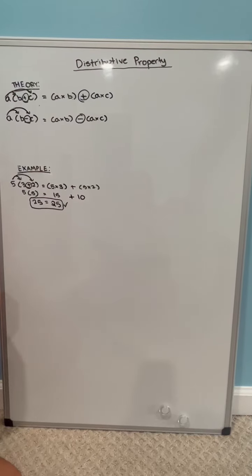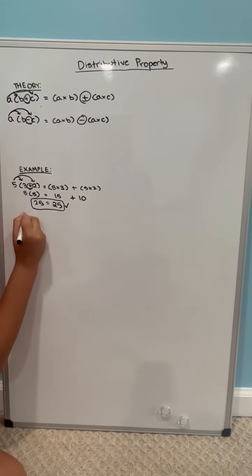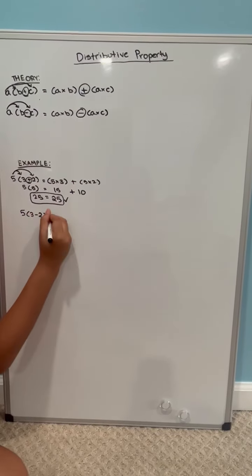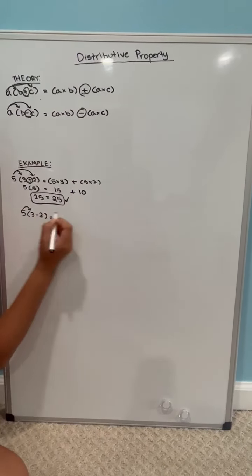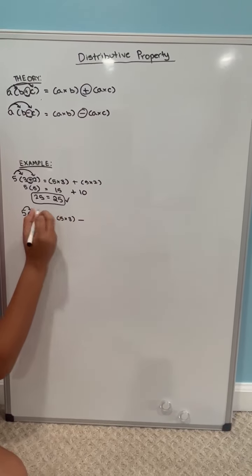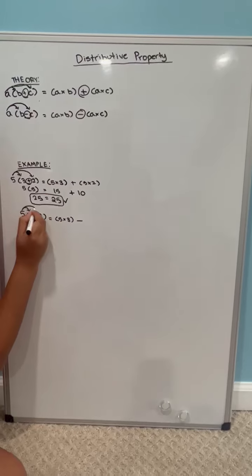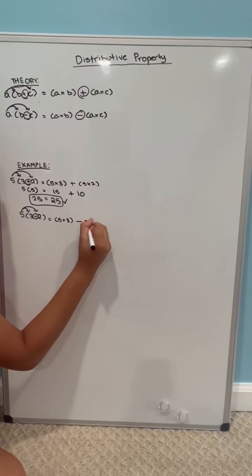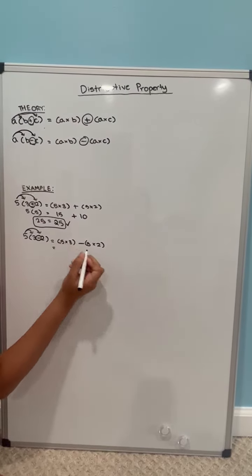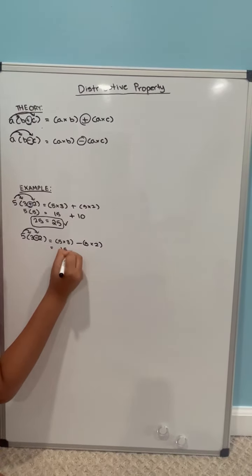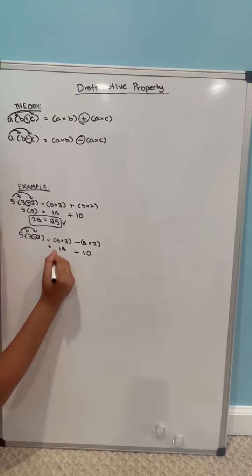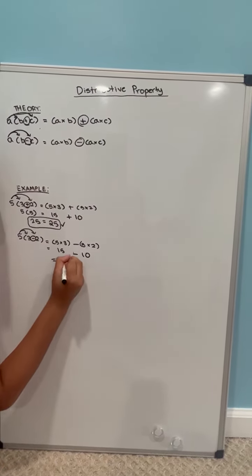Now you could do the same thing in subtraction. So suppose you take 5 times (3 minus 2). So again, 5 times 3, minus 5 times 2. Now simplify. 5 times 3 is 15 minus 5 times 2 is 10. Now 15 minus 10 is, of course, 5.